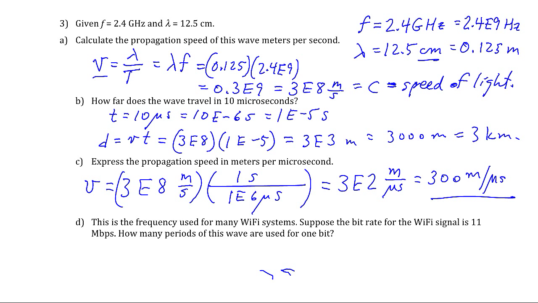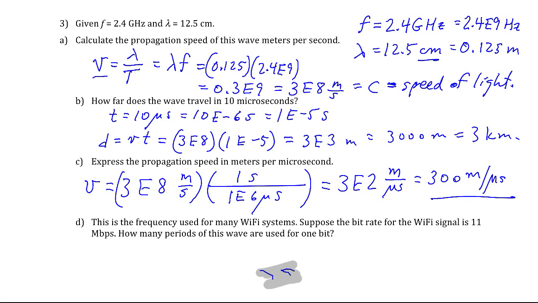Okay. And it says here next in part D that this is the frequency used for many Wi-Fi systems. Suppose the bit rate for the Wi-Fi is 11 megabits per second. How many periods of this wave are used for one bit?